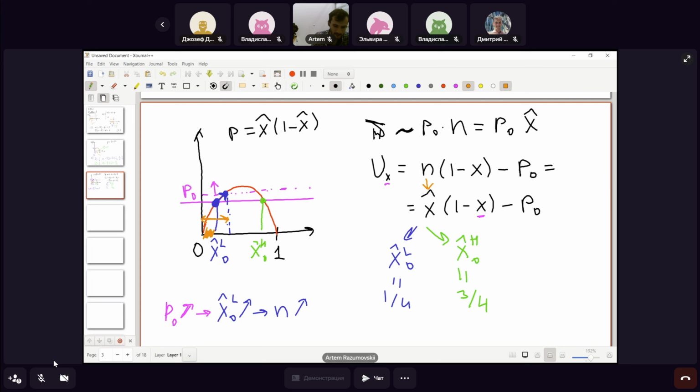So then what happens in the green point? Can you tell me what happens if I increase the price? The demand will go down, but shouldn't we maximize our profit function? Instead of P, we should put x hat over 1 minus x hat, and maximize this function, not only look at the x which goes down or goes up.